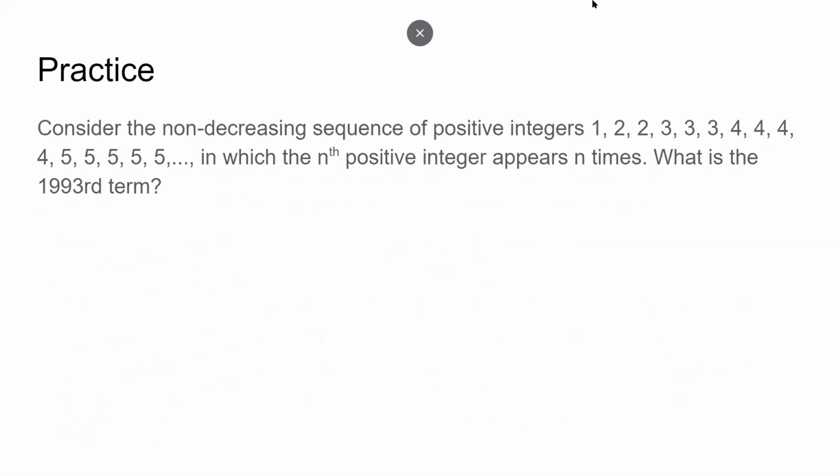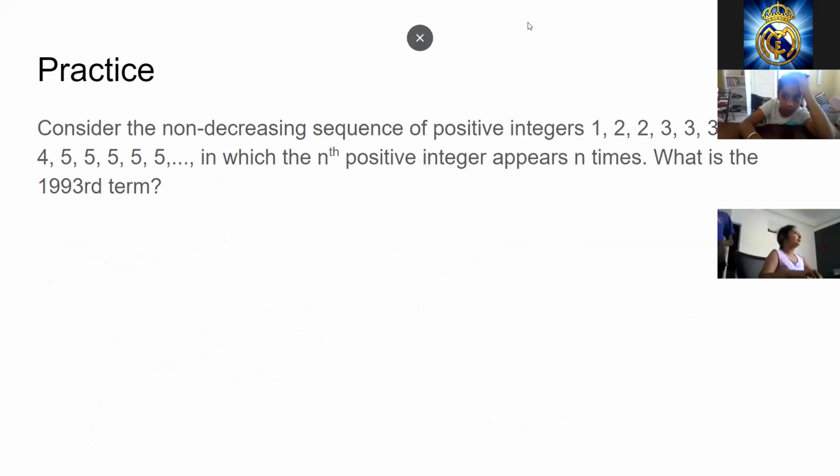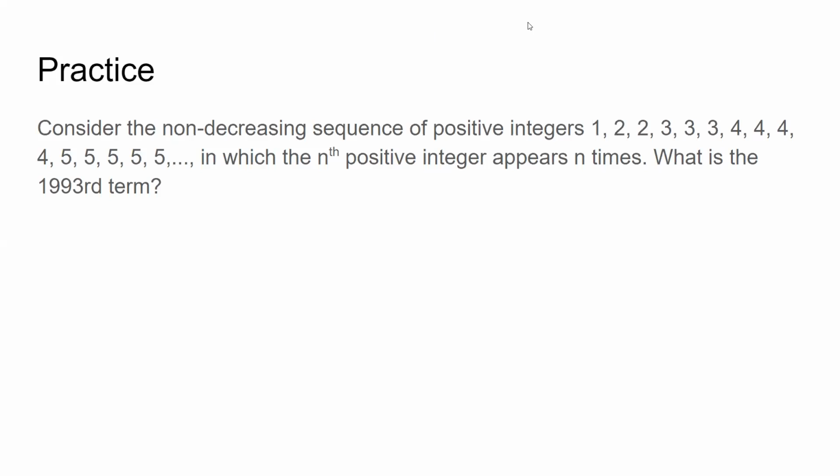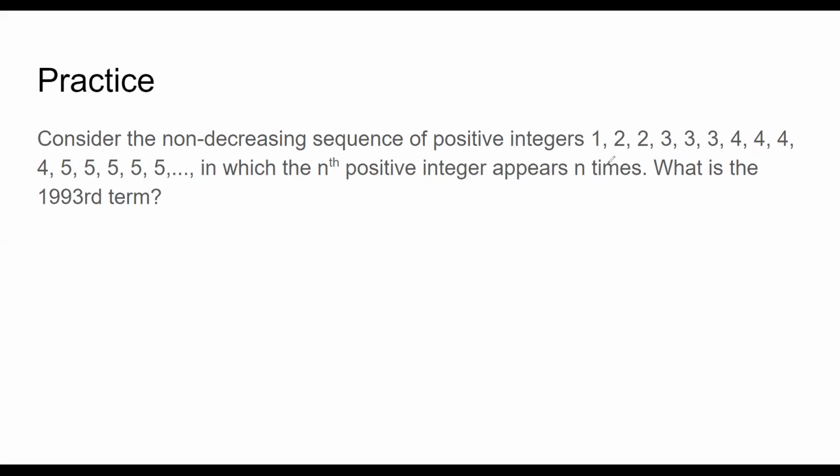So consider the non-decreasing sequence of positive integers 1, 2, 2, 3, 3, 3, 4, 4, 4, 4, 5, 5, 5, 5, 5, in which the nth positive integer appears n times. So what is the 1993rd term? To solve this, you'll notice that, again, this is popping up again.